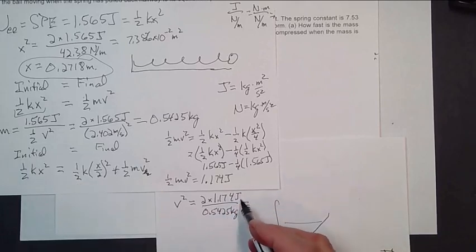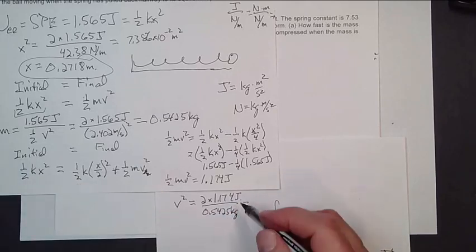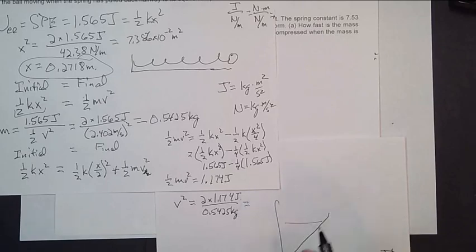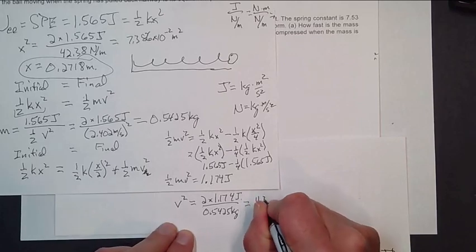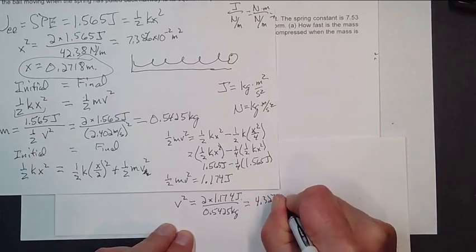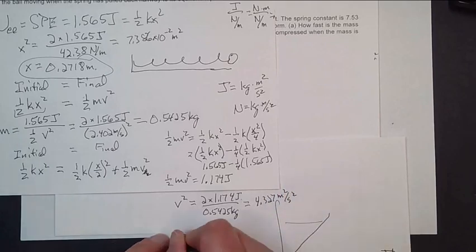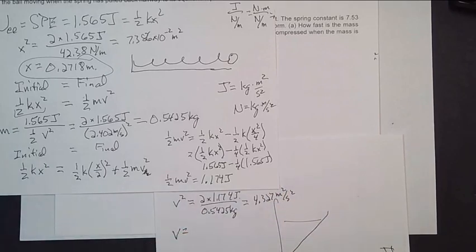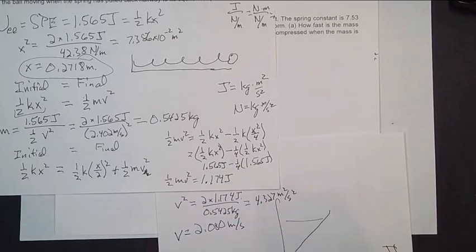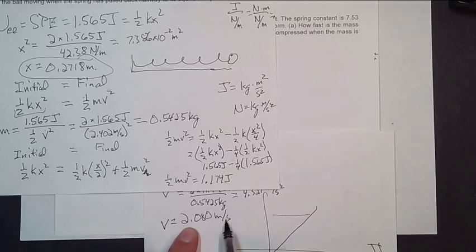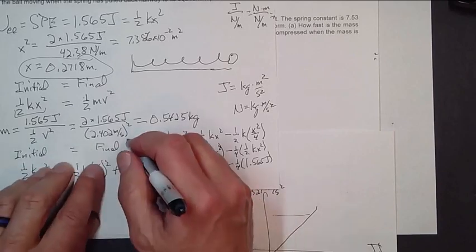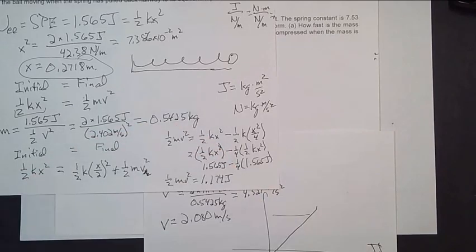And because a joule is a kilogram meters squared per second squared, the kilograms will go away and I'll have meters squared per second squared. For v squared, I get 4.327 meters squared per second squared. Taking the square root, I would get 2.080 meters per second. Notice this speed is not half of that 2.402 meters per second.